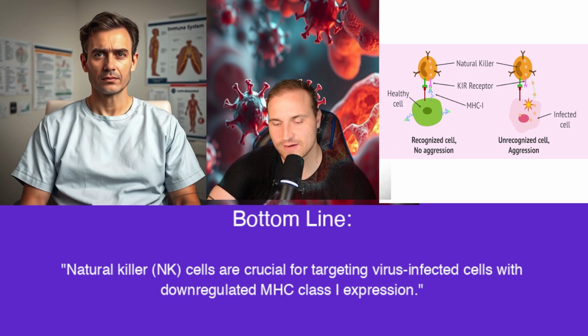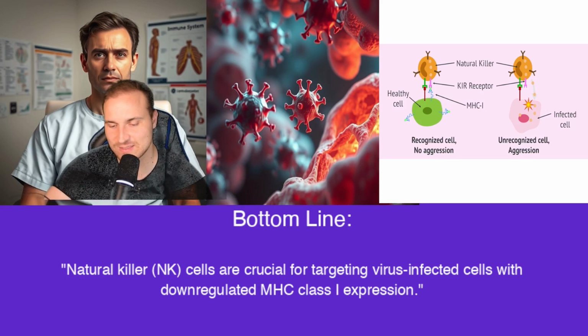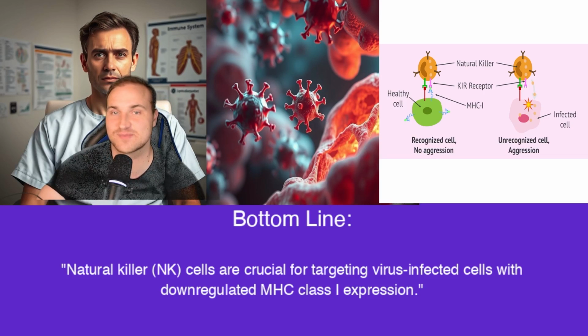So the big takeaway here is that natural killer cells are super important for targeting virus-infected cells with downregulated MHC class 1 expression. The CD8 positive T lymphocytes induce apoptosis in cells that express class 1 MHC. And natural killers, they kill the guys that do not express class 1 MHC on the surface.